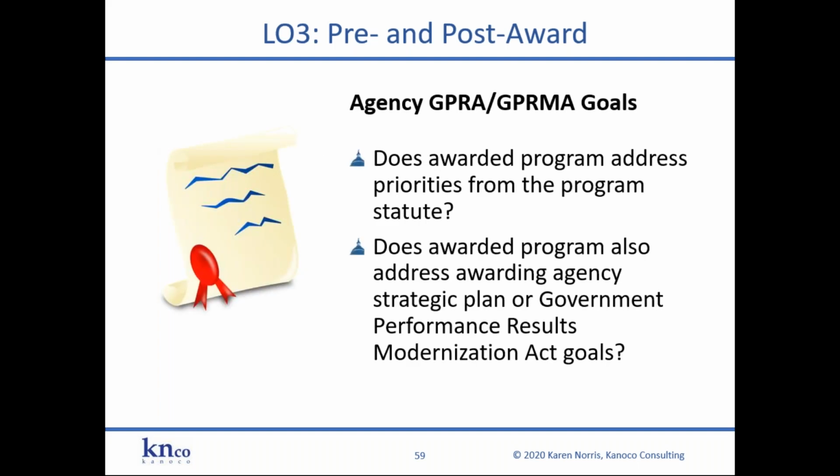Here we go. So here's something else that you can think about when you're writing. You're going to be looking for the priorities, the absolute priorities, and you're going to be looking for the selection criteria, and you're going to want to be sure that when you're writing your proposal, you're going to address them. But something else that you can look for is something called the GPRA goals. So GPRA is the Government Performance Results Act, and it was amended and approved in 2010.